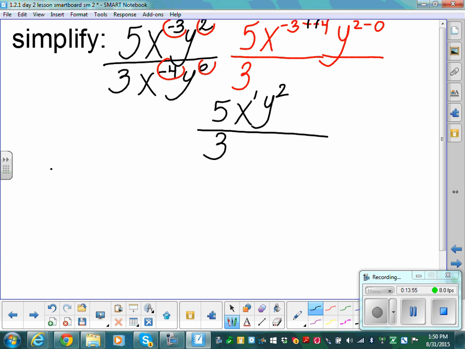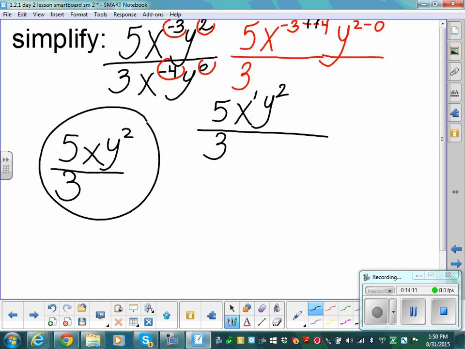So our final answer, guys, anything to the first power. Listen to the little details. Anything to the first power is itself. So I want us to push ourselves to go further. So this is going to be 5/3 x to the first, which is x, y squared. Any questions? No? We're all okay? Feeling okay?